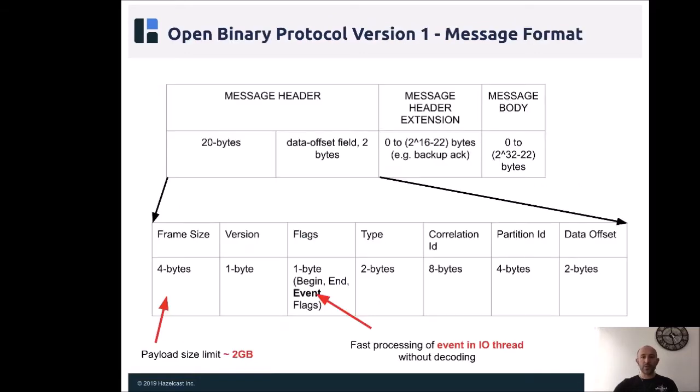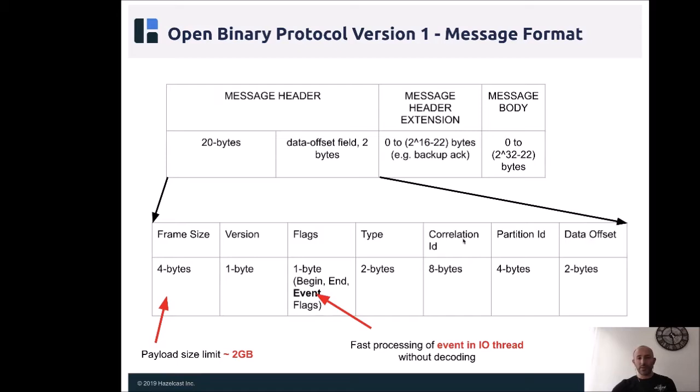In the first format, we have a header followed by a payload. The header is 22 bytes. It has a 20 bytes fixed part and 2 bytes that indicate the data offset. In the 20 bytes header, we have a frame size of 4 bytes. We have version, flags, type, correlation ID, partition ID, data offset.